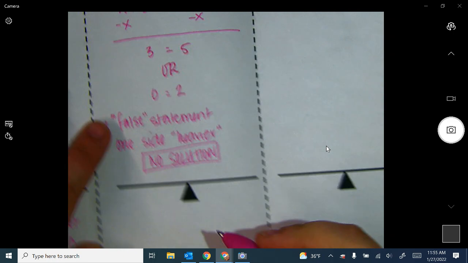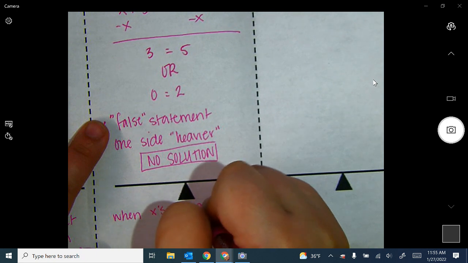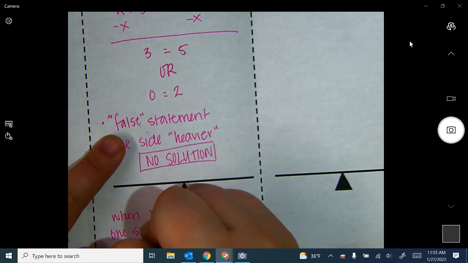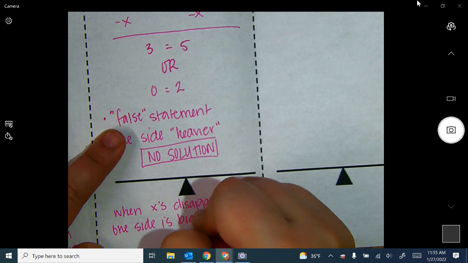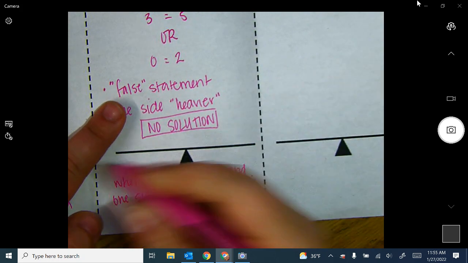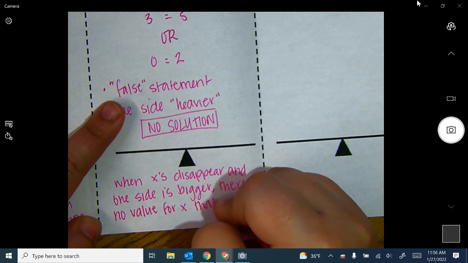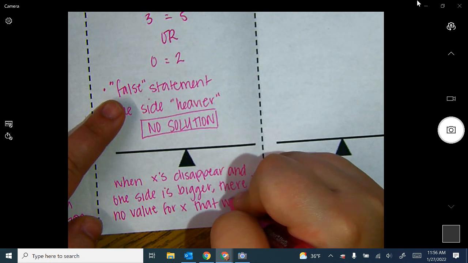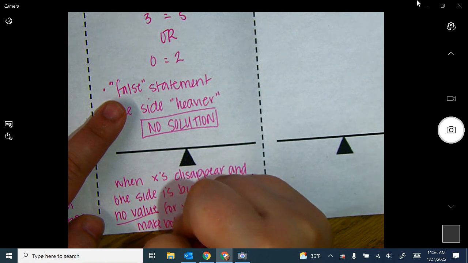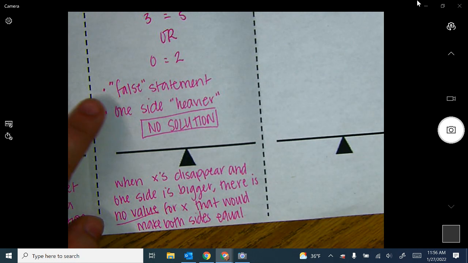All right, so when the x's disappear and one side is bigger, there is no value for x that would ever make both sides balanced. Okay, so that's when we have no solution.